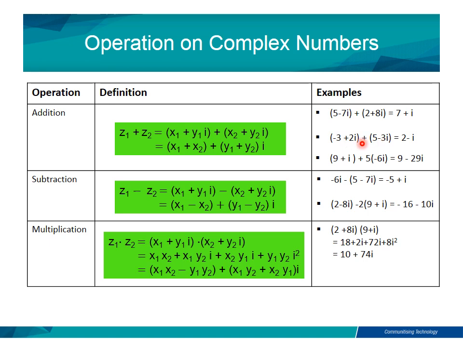Okay, so look at this example. Negative 3 plus 2i plus 5 minus 3i. So how to find the solution here? First you add the real part. So negative 3 plus 5, you get 2. And then for the imaginary part, 2 minus 3, you get negative 1. Don't forget to put i here. Same for subtraction. So you subtract the real part first and then the imaginary part. Don't forget to put i.